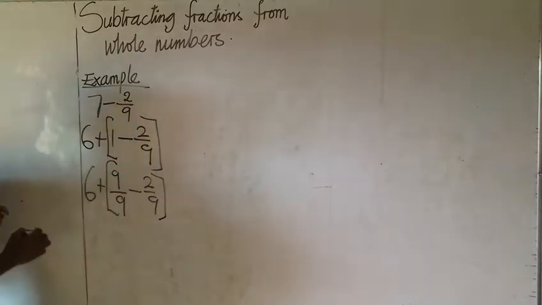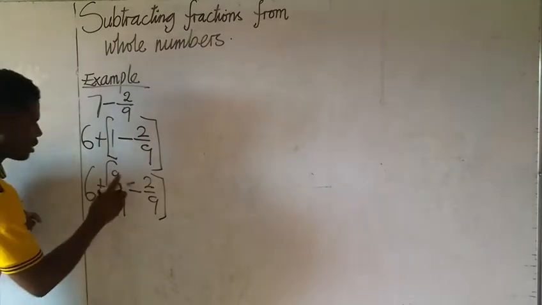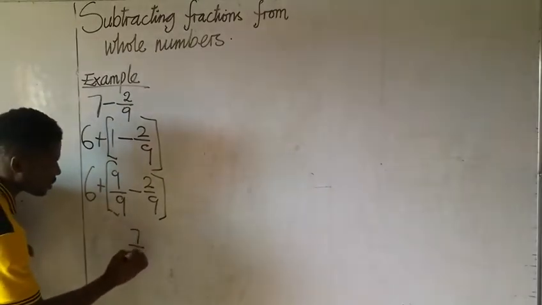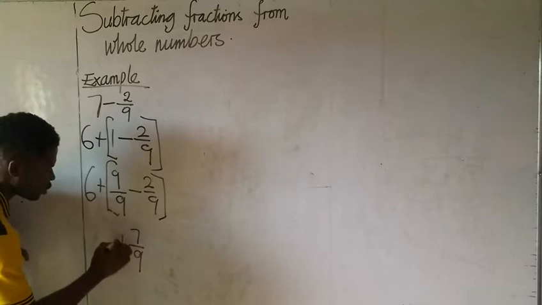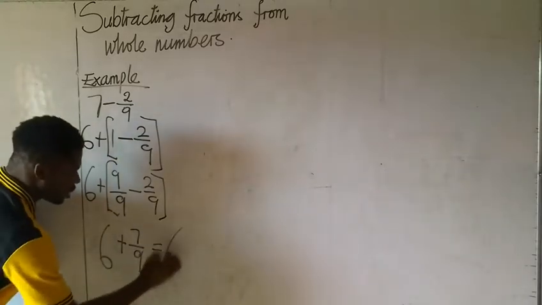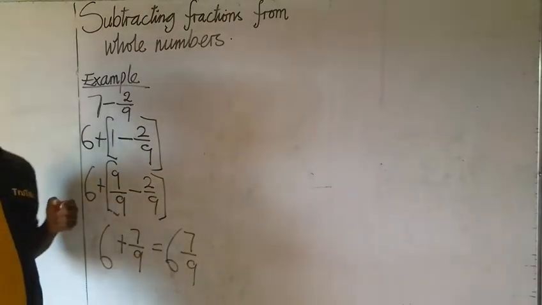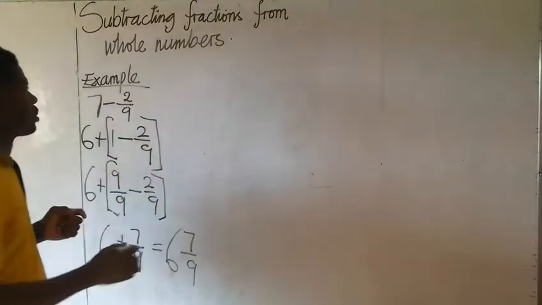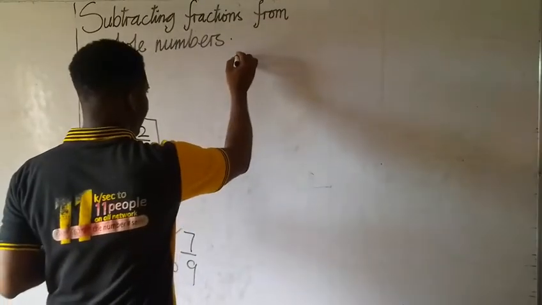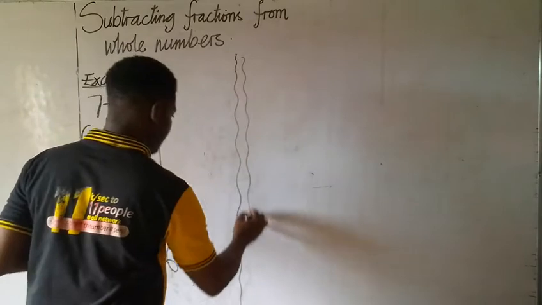Now, plus what? Your 6 gets down. You work on this. Like denominators, you work on the numerators. 9 minus 2 is what? 7 over 9. And then you simply put your 6 as a whole number. Work it out. Our final answer will be what? 6 whole number, 7 over 9. Very simple. Correct? Good.